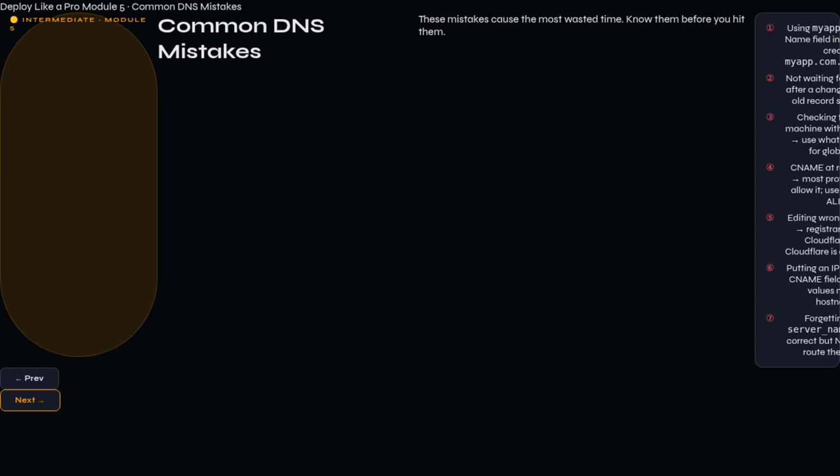Mistake 6: mixing up A and CNAME. CNAME values are hostnames, not IP addresses. If you put an IP address in a CNAME record, it won't work correctly. Mistake 7: forgetting to configure Nginx server_name. Even with perfect DNS, if Nginx doesn't have server_name myapp.com, Nginx won't know to serve traffic for that domain.